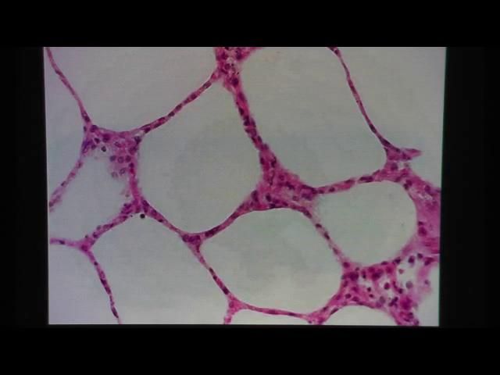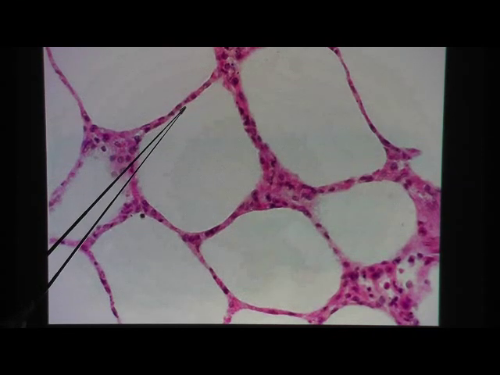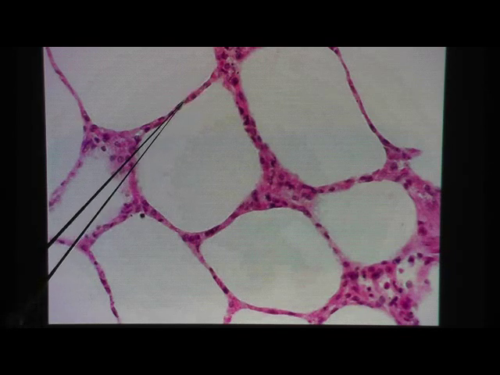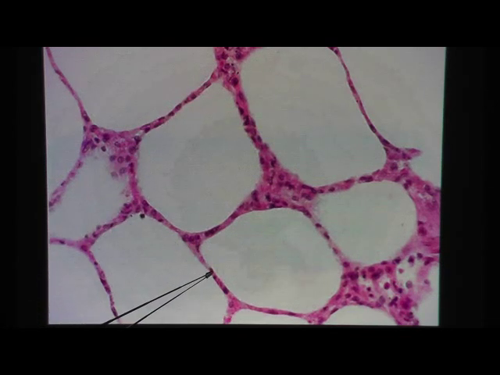Here's another picture of simple squamous epithelium. Once again, we're still in the lungs. I hope you get the pattern. It's all beginning to look similar, I hope. And once again, you just zoom in where these dots are, and these would be the nucleus, or the nuclei, of simple squamous epithelial cells, okay?